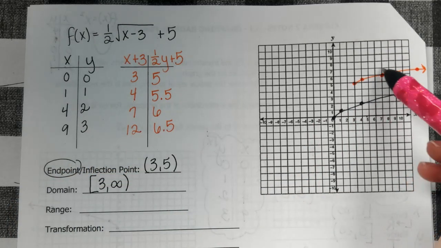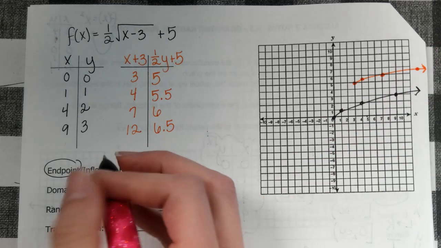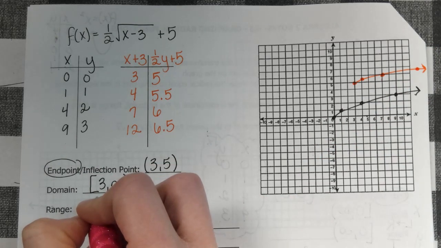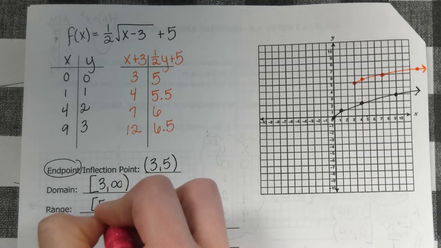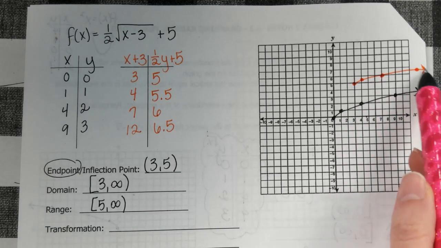Now this time I'm going up like normal. So what's my range going to be? 5 to infinity. So only when you have a reflection will your range be negative infinity to that endpoint if it's going down. Now I could reflect it over the y-axis instead of the x-axis, and then it would make it go left. And so your domain might change then. Okay, so you just have to look at the direction of your graph.